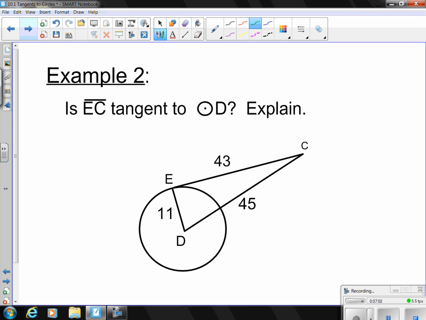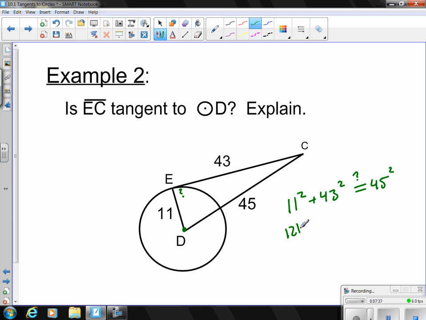So, is EC a tangent to circle D? We want to know, is that a right angle? Well, to do this, you get to use the converse of the Pythagorean theorem. We get to check to see if this is a right angle. So this is our potential hypotenuse, and here's my radius. And we have these two measurements. So we're going to take 11 squared and add it to 43 squared and see, does that equal 45 squared?